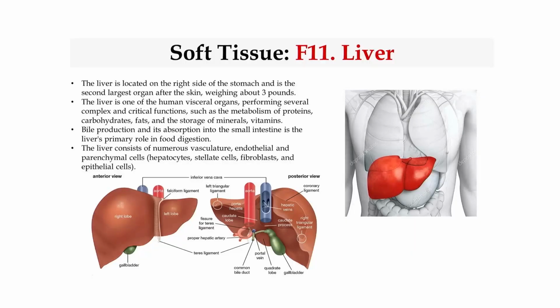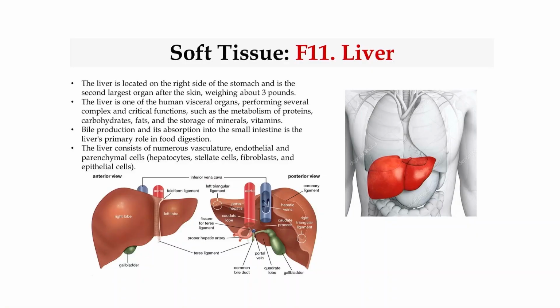The next soft tissue is the human liver. So the liver may seem like a pretty big organ from the figure on the right. It's not that big. It's a little scaled up version, but it's still one of the largest organs in the human body, right? The liver is located on the right side of the stomach and is the second largest organ after the skin. So if you consider skin as an organ, then it's the largest, and the liver is second, right? So it's quite big, weighing about 3 pounds.